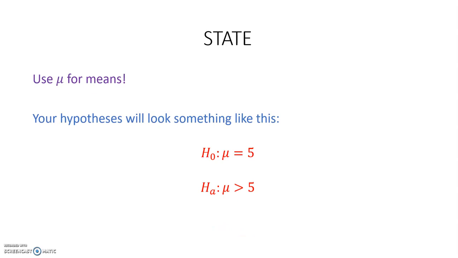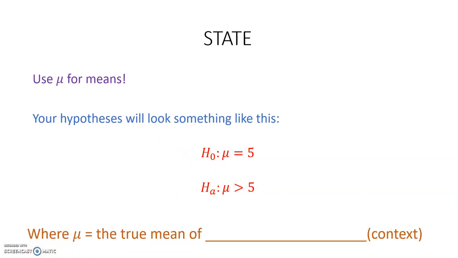Here's an example, random number 5, and you will define your parameter right after this every time you do one of these questions. So where mu is the true mean cookie weight for the Oreo cookies, or just something in context. Again, that's it for the state category. You're just writing your hypotheses and stating your parameter of interest.